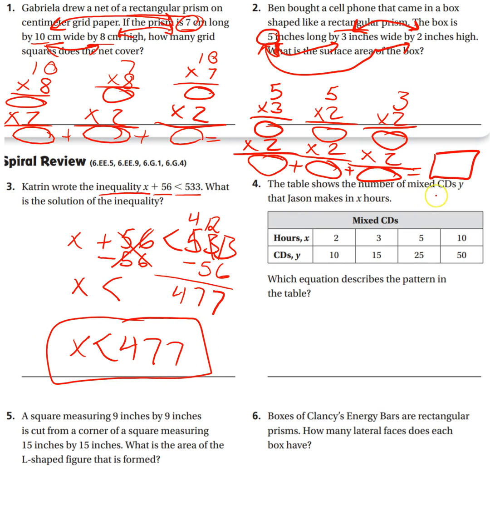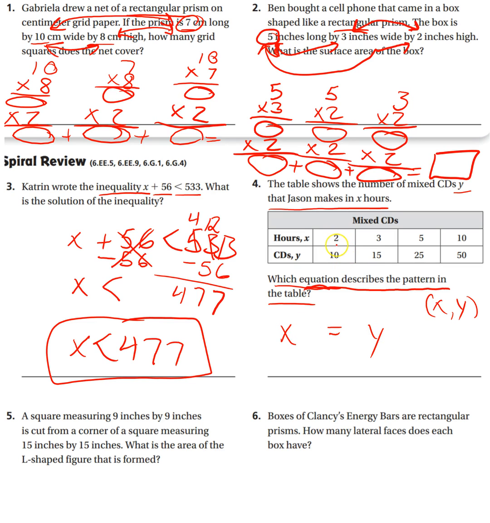The table shows the number of mixed CDs Y that Jason makes in X hours. So we have X and Y values, right? We could graph this if we needed to. 2, 10, 3, 15, 5, 25, 10, 50. Which equation describes the pattern in the table? Okay, what are they doing to X? So we have an equation. We have two variables, an X and a Y, and we're going to have an equal sign in between them. What are they doing to X each time to get it up to Y?